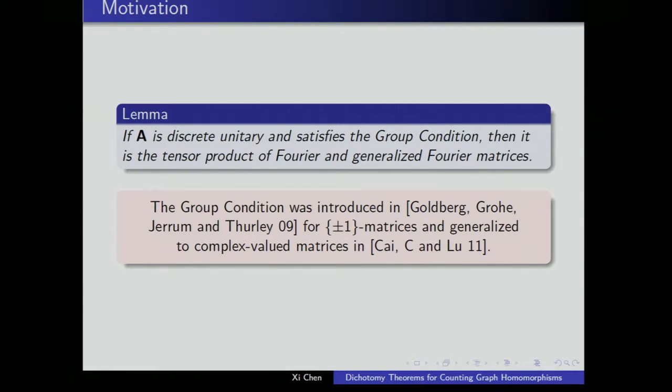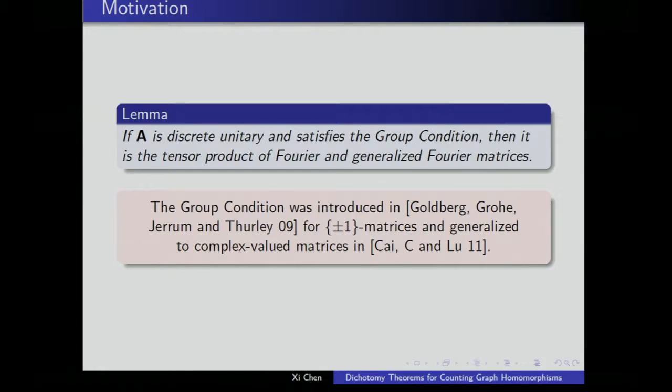So every discrete unitary matrix that satisfies the group condition must be a tensor product of Fourier and so-called generalized Fourier matrices. I don't think it's important here. But these are basically the 4x4 Hadamard matrices you saw earlier. Those are called generalized Fourier matrices. But forget about this for now. It tells us that once you get a matrix that is discrete unitary and satisfies the group condition, it's a tensor product of Fourier matrices. And all these matrices we have seen in the algorithmic part are tractable.